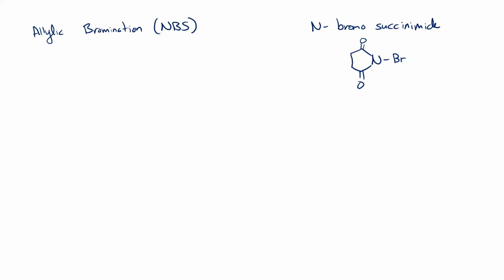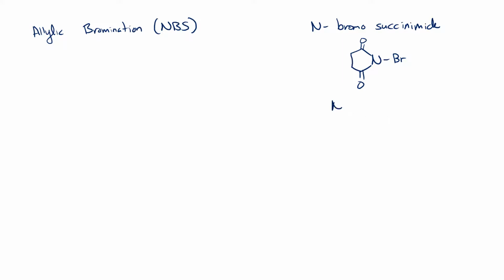All right, the last radical bromination reaction that we're going to talk about is allylic bromination. In allylic bromination, we are going to use N-bromosuccinimide as our reagent, so NBS, right? You'll never see N-bromosuccinimide written out. It'll always just be NBS. You can also, of course, have chlorinated versions of this.